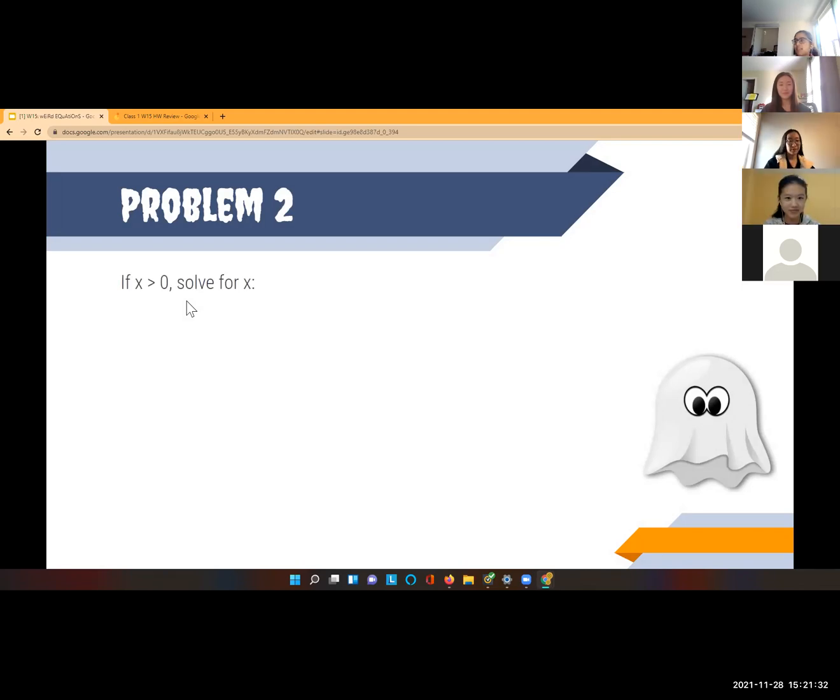All right, problem 2. If x is greater than 0, solve for x. And our problem is 5x squared plus 4x plus 1 equals 2 times the quantity of x squared plus 2x plus 14. So for this one, we're going to use one of the properties that I mentioned in that slide a long time ago. So in the chat, take a stab at which of the properties we're going to be using. All right, 2 people said distributive, and you guys are correct.